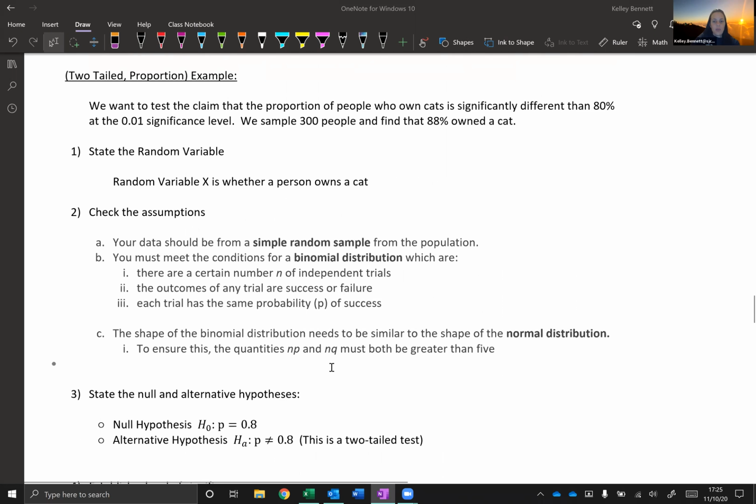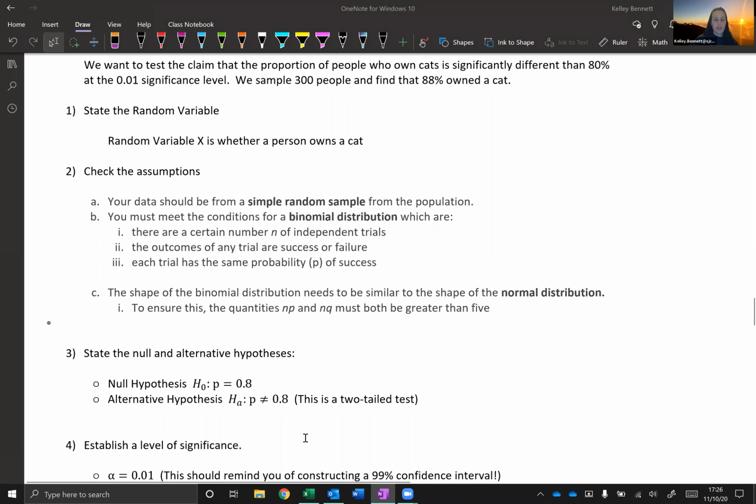So remember that the claim is that the proportion is 80%. So our null hypothesis H naught is that P equals 0.8. And then what we're saying is that, well, we think it's different. Not more than, not less than, just different. So our alternative hypothesis is that P is not equal to 0.8. And so that brings us to the two-tailed test, right? So again, one or two tails is determined by the structure and the statement of the alternative hypothesis.